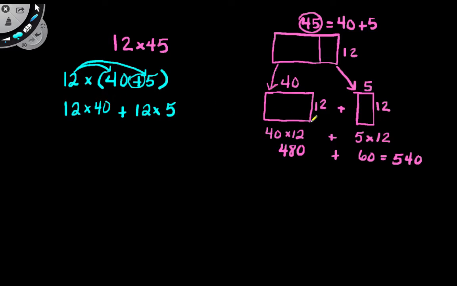So you see, we can look over at our problem that we solved with the models and see the same multiplication problems, but now we just are showing the math instead of the models. 12 times 40 is 480, plus 12 times 5, which is 60. And when we do that math, we get 540. So we get the same answer, but we're using the math to break apart the number and distribute the 12 to the 40 and the 5 and add the two products together.